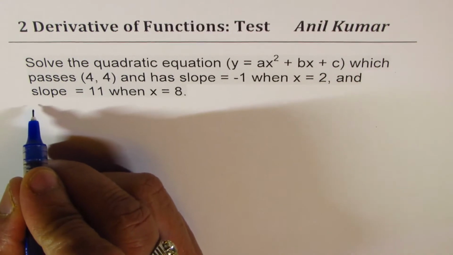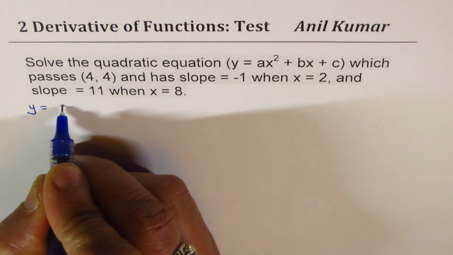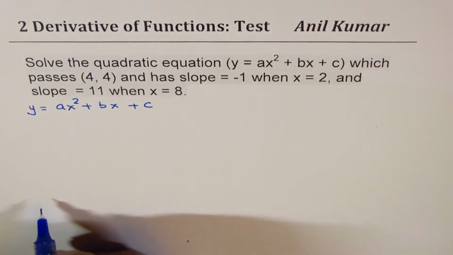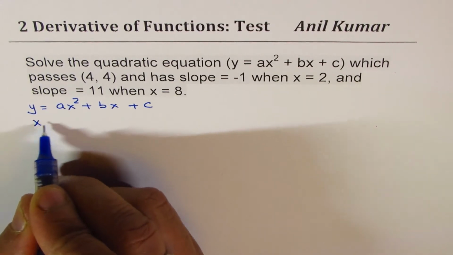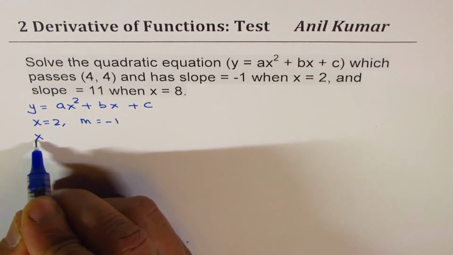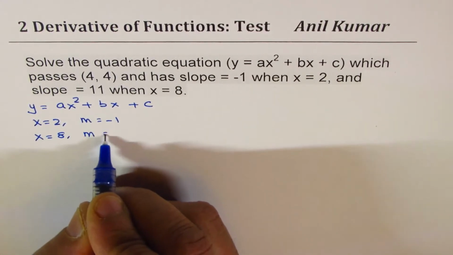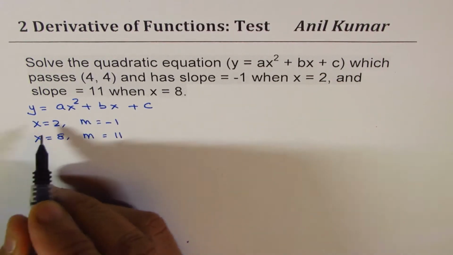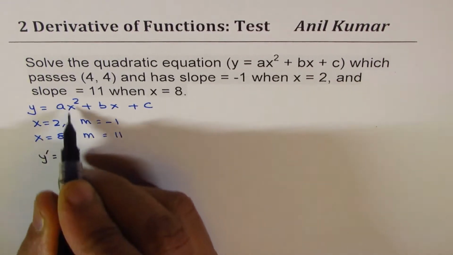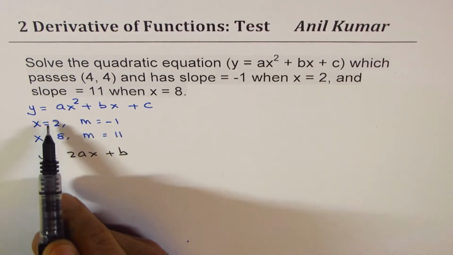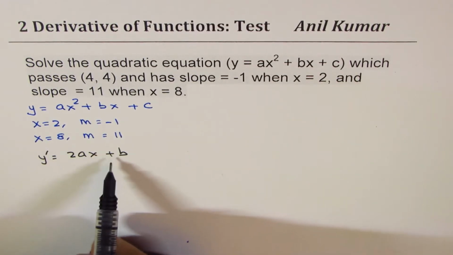Now we are given the parabola in general form y equals ax squared plus bx plus c. We are also given that at x equals 2, slope is minus 1, and at x equals 8, slope is 11. Correct? So to solve this, let's begin by finding the derivative of this function. In general, the derivative of this function will be 2ax plus b.